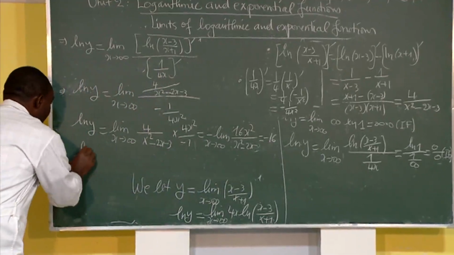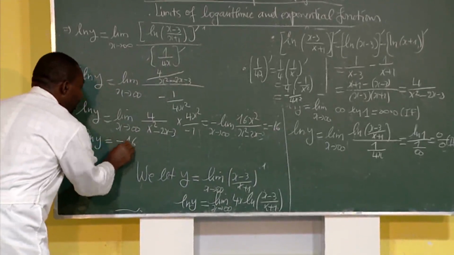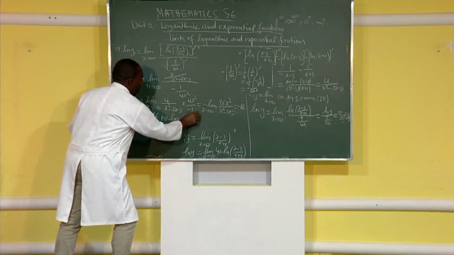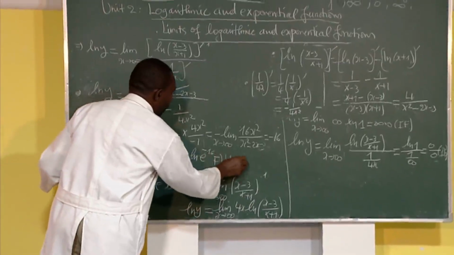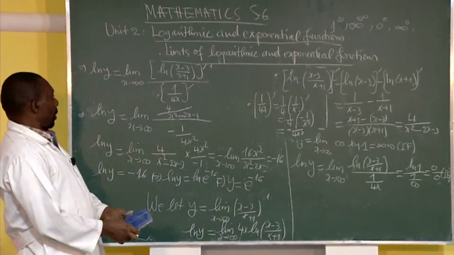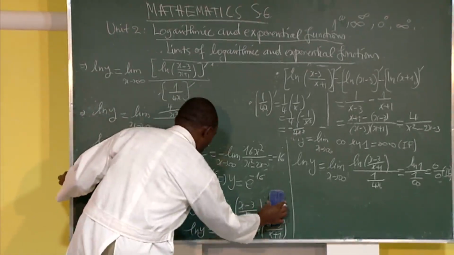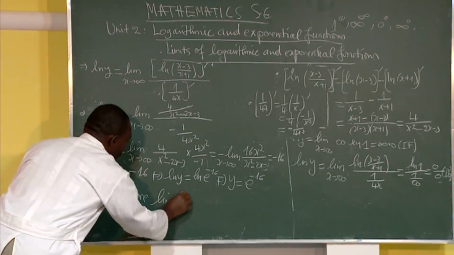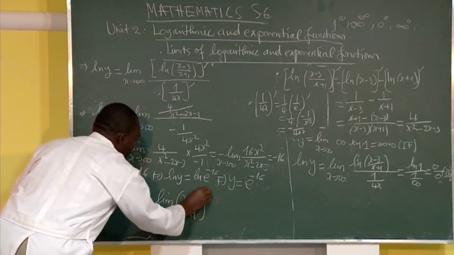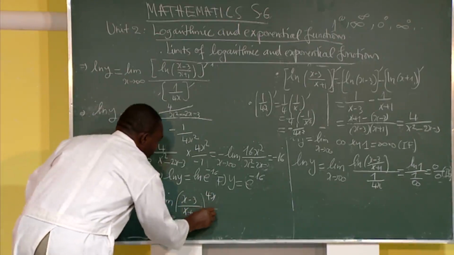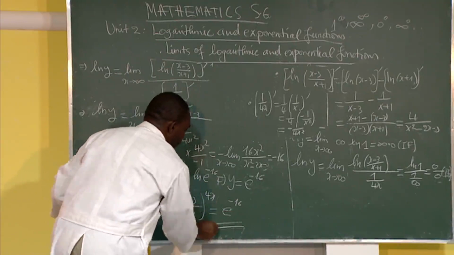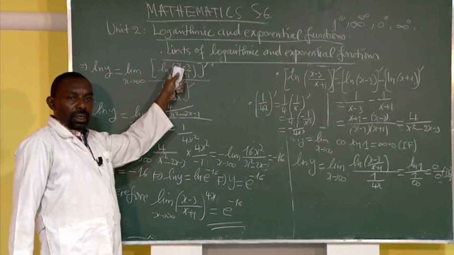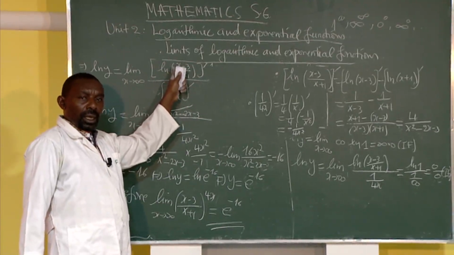Great. Now we have ln y equals minus 16. It means if you introduce ln on both sides, ln y is equal to ln of e power minus 16. Means that y equals e power minus 16. Remember that y was the limit. We can respond to our question. Therefore, the limit of x minus 3 divided by x plus 1, raised to power 4x, as x approaches infinity, is equal to e power minus 16. This is our limit using the general method. This is known as the general method. Do you understand? Any comment?